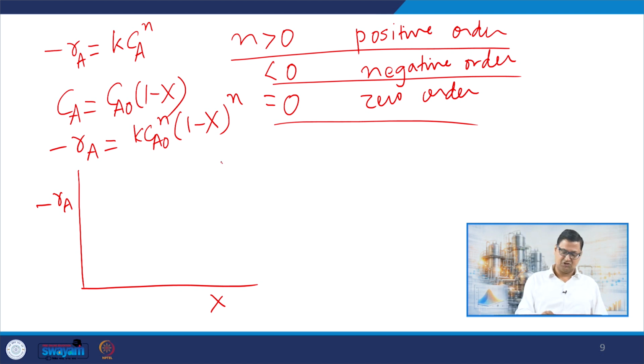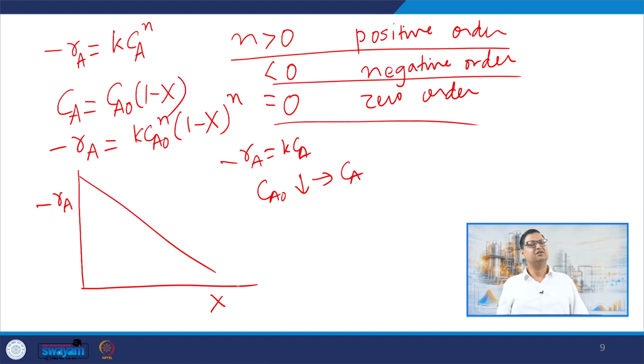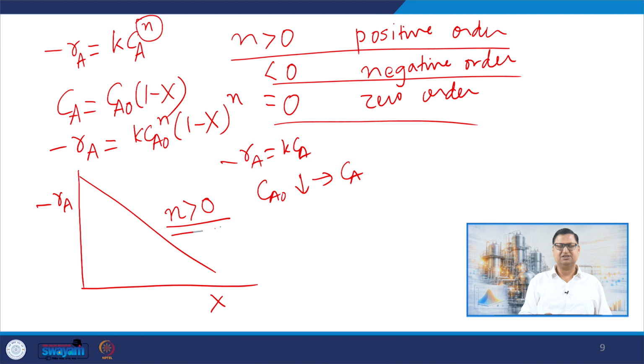Let us say for first order we have minus Ra is equal to k Ca. So, we begin with a concentration of Ca naught, and the concentration will go down until it reaches Ca. So, in the beginning you have high rates and in the end you have a lower rate. So, minus Ra is going to basically decrease with x. How it decreases depends on the power n. But this is true only when this n is greater than 0.